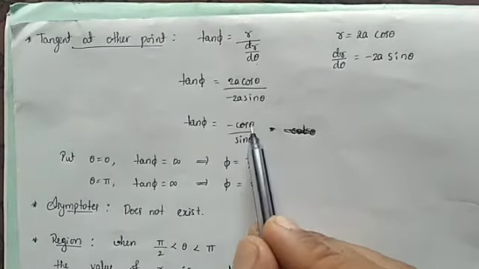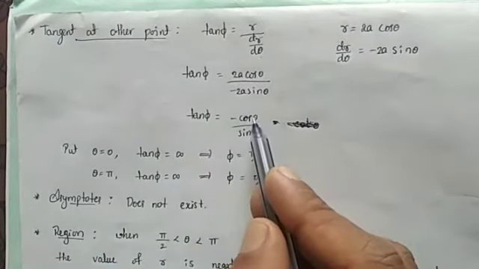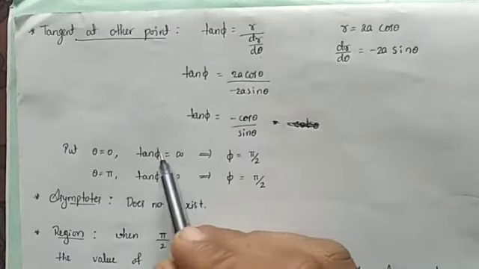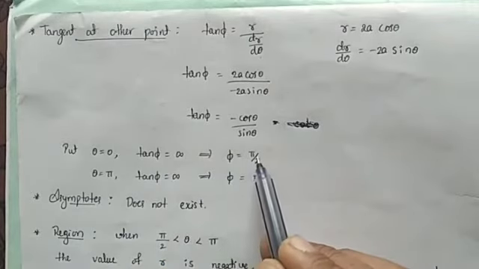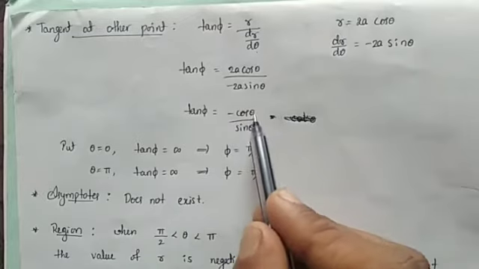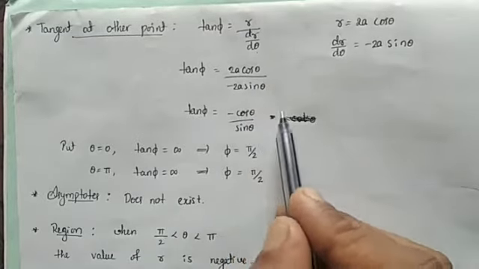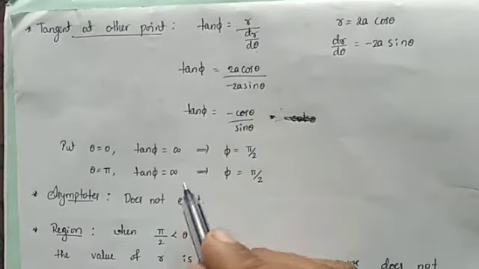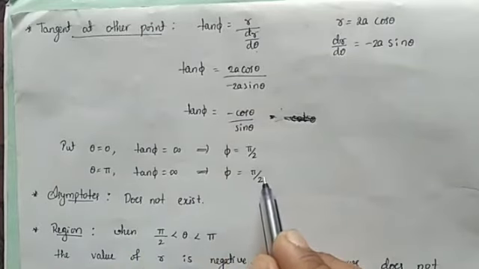For the theta value equal to 0, we get tan phi value is infinity. Cos 0 value is 1 by sin 0 value is 0, 1 by 0 is infinity. So tan phi is equal to infinity, it is nothing but phi value is pi by 2. You put theta is equal to pi, cos 180 degree value is minus 1, sin 180 is 0, 1 by 0 is infinity. So we get tan phi is equal to infinity, we say the phi value is pi by 2.